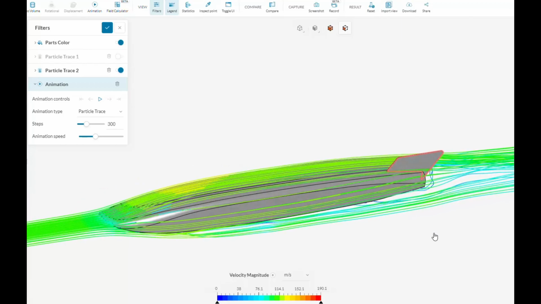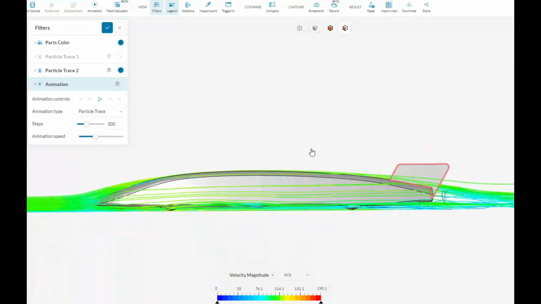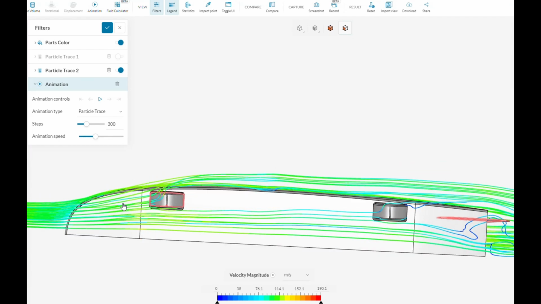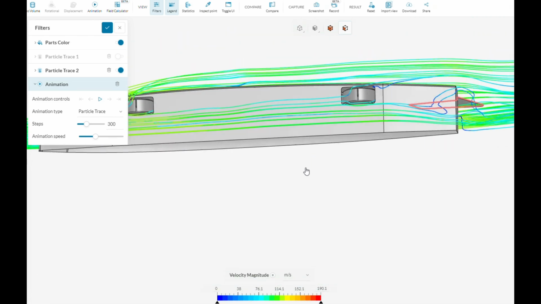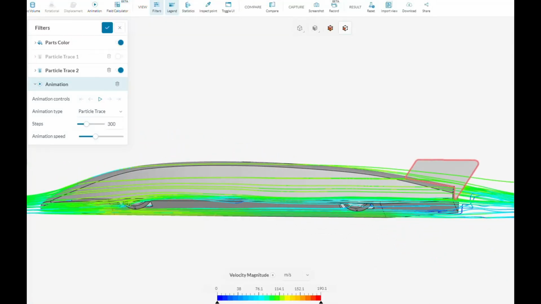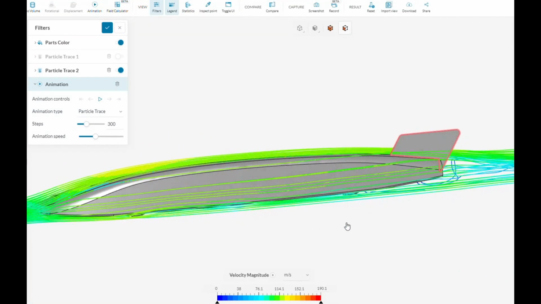You can see the air's moving really nice and smoothly over the top and around the side, but then underneath, the air's getting quite badly disturbed by the wheels and then getting pushed out to the side. And then there's a little bit of turbulence at the rear there, which is going to add a little bit of drag.